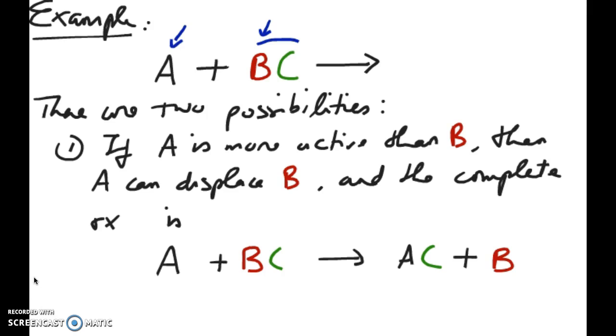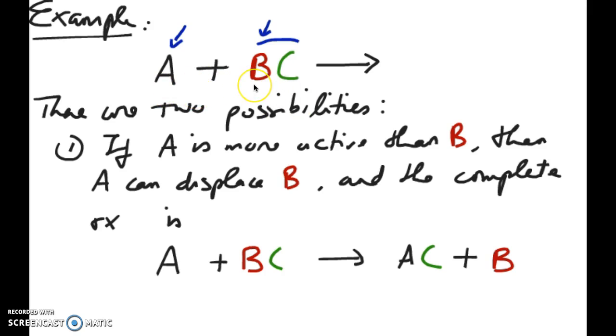Well, let's try it out with an example. So let's say you have a metal A, and you're trying to determine whether that metal A is more active or less active than another element B in this case. So you mix A with a compound that contains B in it as the cation, and you want to see if there's a reaction happening. So there are two possibilities. You can either have a reaction or you can have no reaction. Let's talk about the possibility where there is a reaction.